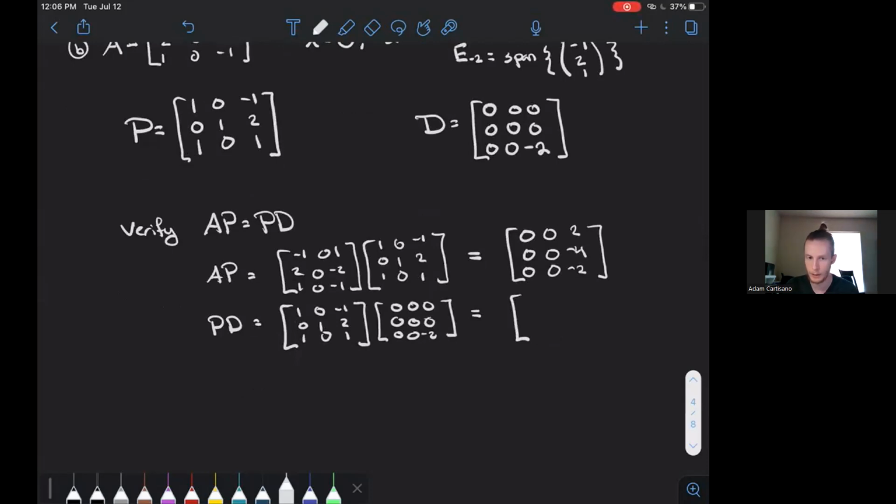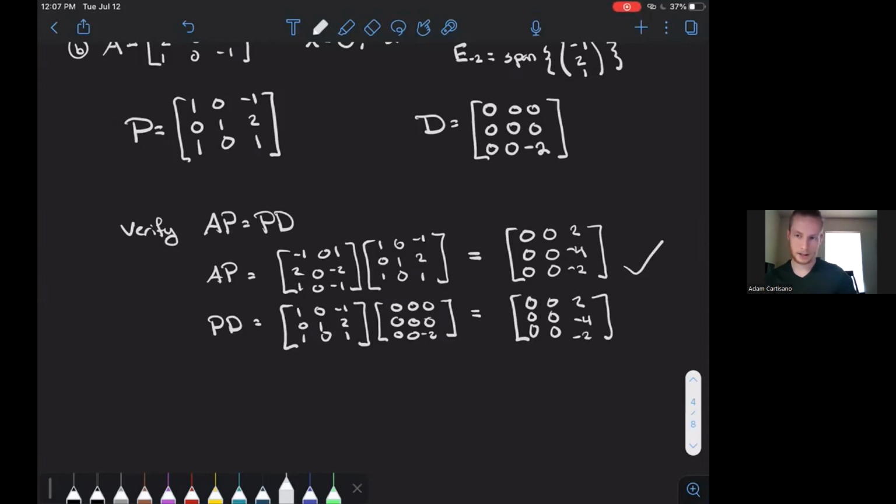But anyway, now let's just check to make sure that this works. Multiplying a 0 vector by a matrix is going to give you the 0 vector twice. And then the last one, it's just going to be negative 2 times the last column of P. So 2, negative 4, 2, negative 2. They're the same, which means that A is similar to D.